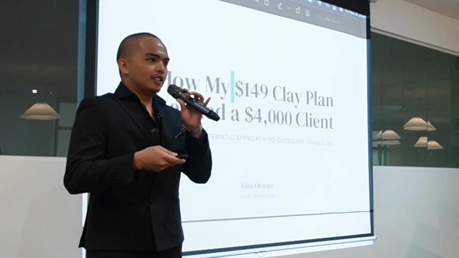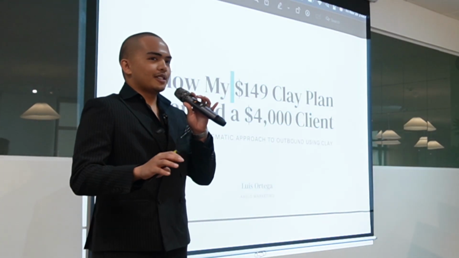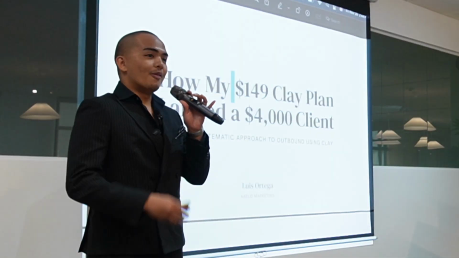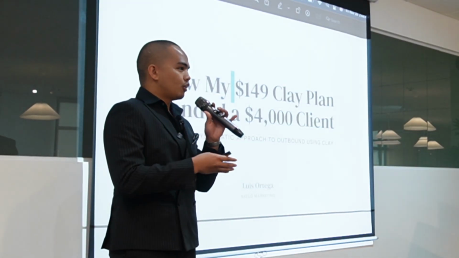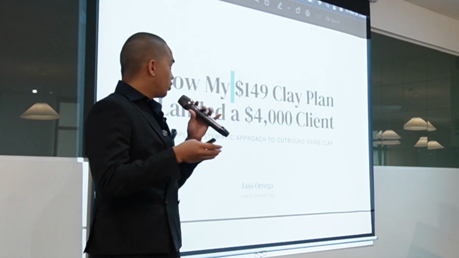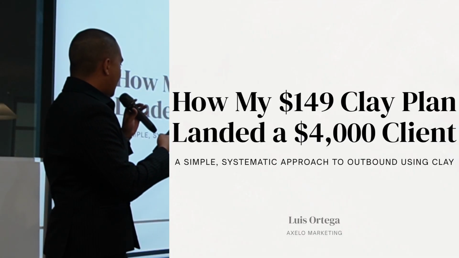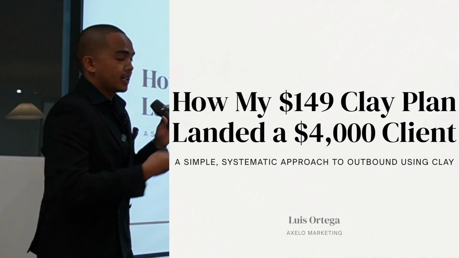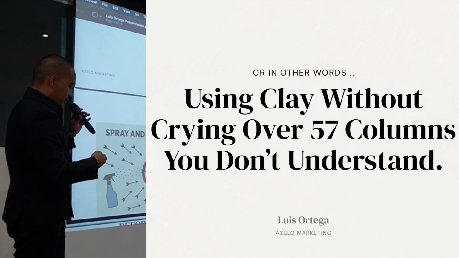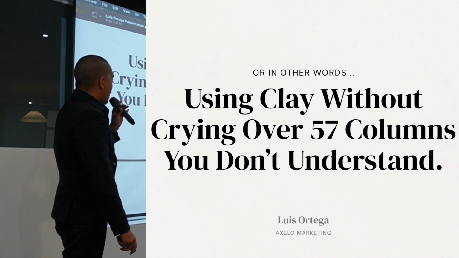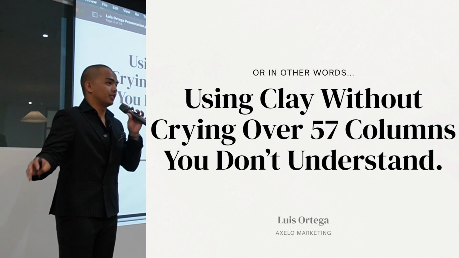Yeah, so after the technical, very crazy workflow that Joshua has shown, I wanted to go with something simpler. This is more about practicality, things that you could use. My goal for today is to show you how my $149 Clay plan landed a $4,000 client, which is a simple systematic approach to outbound using Clay. Or in other words, it's basically using Clay without crying over 57 columns you don't understand, in short.